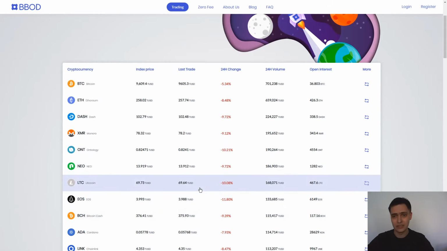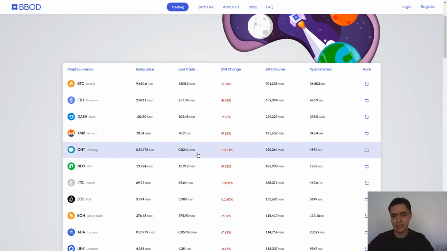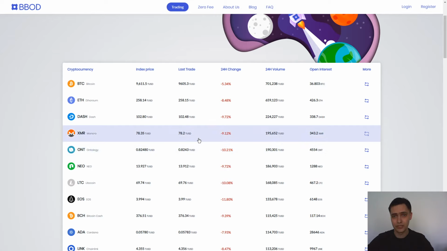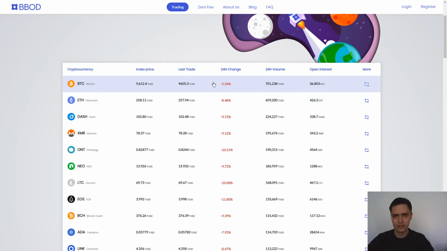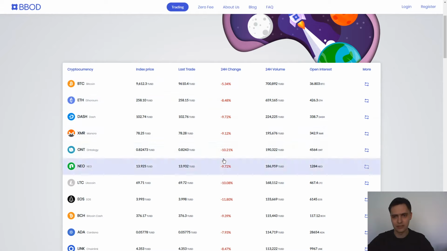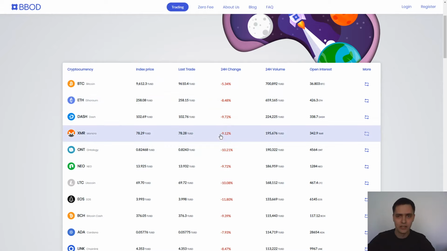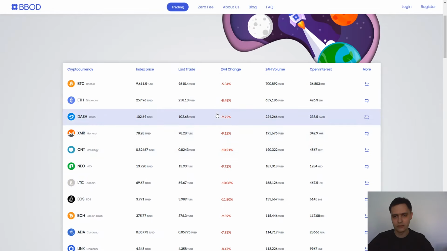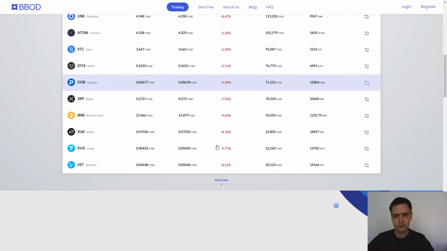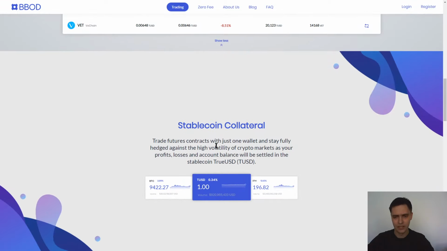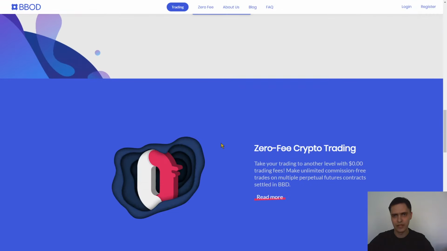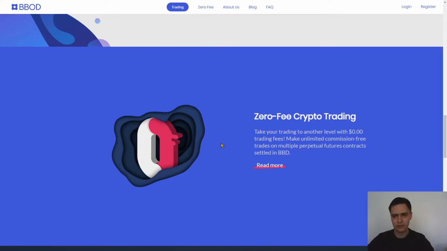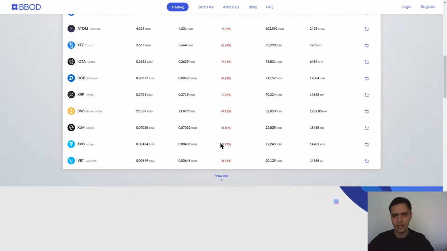So as you can see, the market today is tanking. It's taking a huge hit, and mainly because Bitcoin is down 5%, so that's causing all the altcoins to tank as well. On the main website, you can see all the information about these coins, and all relevant information about the platform itself, about the company, about the team.